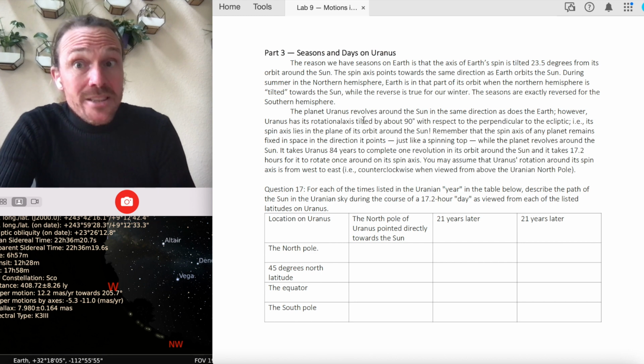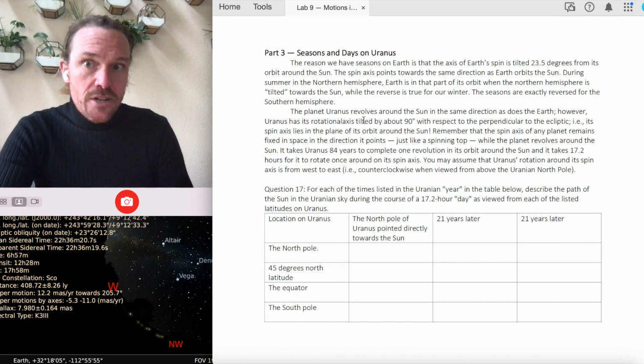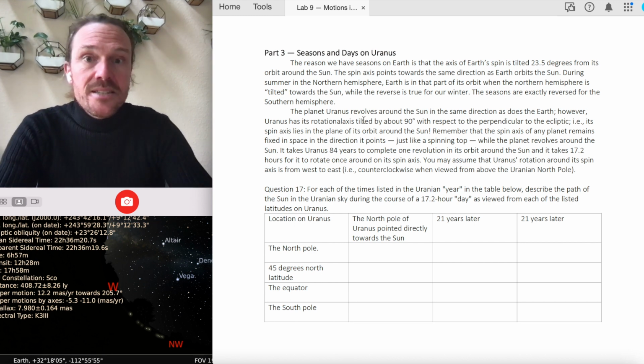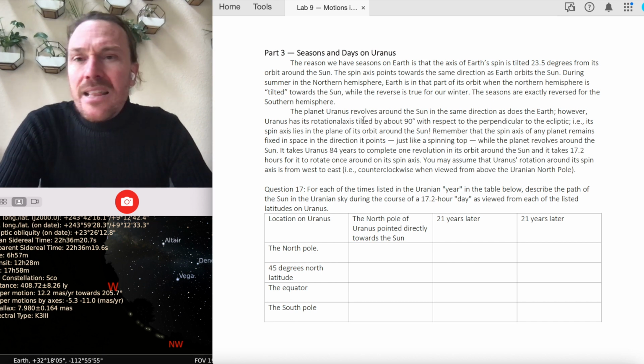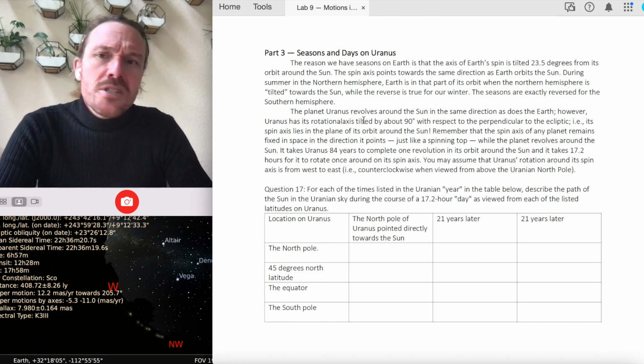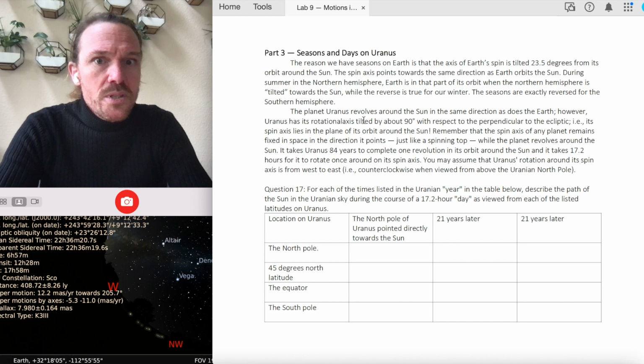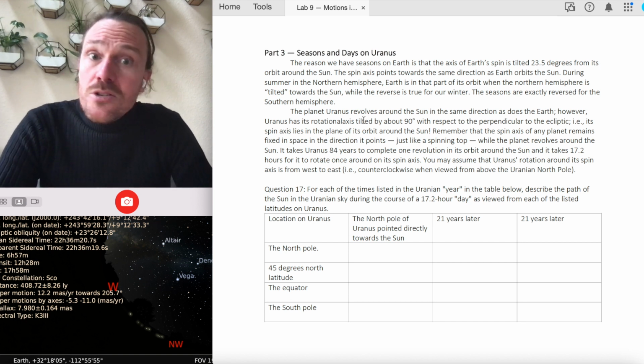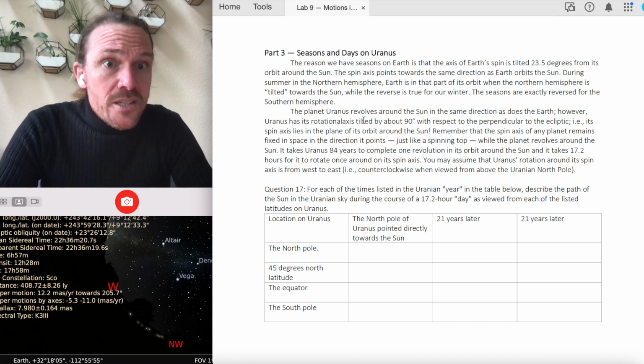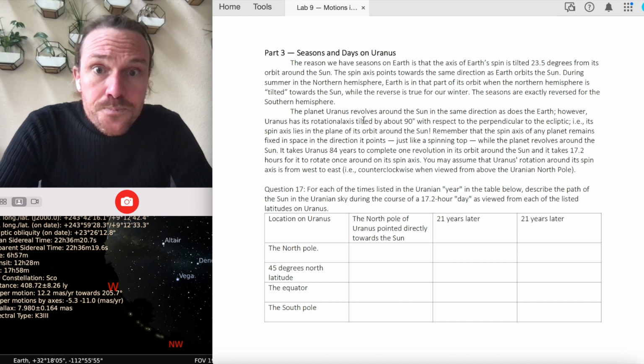So even despite their large size, their fast rotation is inherent to their existence. Okay. There may be some exceptions in other solar systems, but here that always seems to be the case. So the planet Uranus revolves around the sun in the same direction as does Earth. Oh yeah, sorry, I read that.